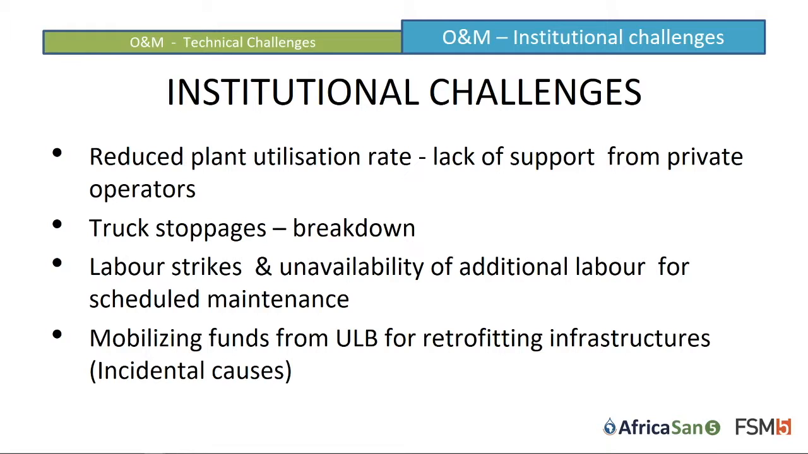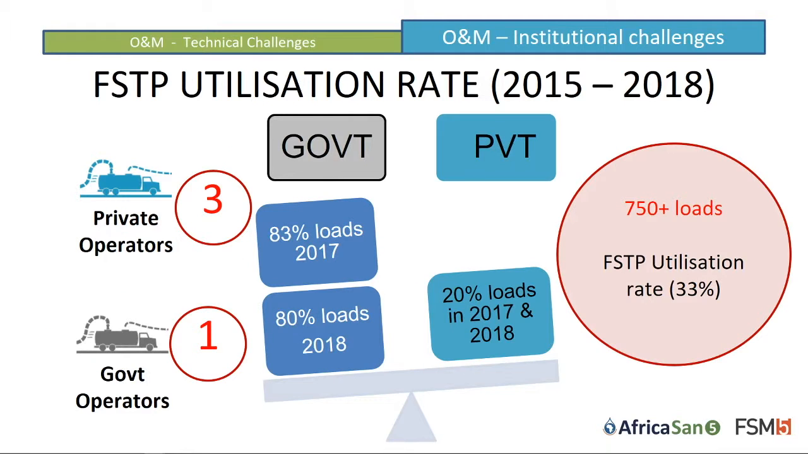There were labor strikes apart from that, and also, whenever there are retrofitting issues or some modifications required in terms of operation, we had an issue with fund mobilization through municipalities. For example, this will give you a background of how plant utilization was affected by the private operators. We received around 750 loads every month, and over the years, around 83% of the loads came from the government trucks, and just less than 20% came from the private operators.